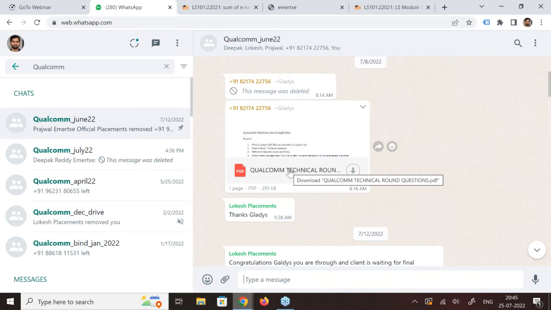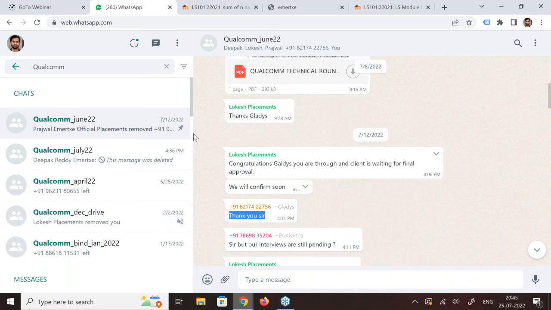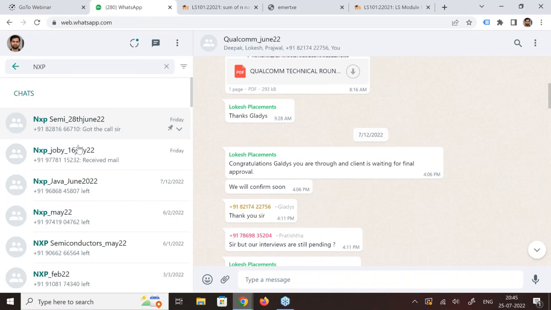Fine. So like this for every company, like let's say Qualcomm, let's say NXP, right? In a month they are visiting multiple times also, right? So you can see the messages are exchanged. They'll share the questions, they'll also share the interview timings and so on.